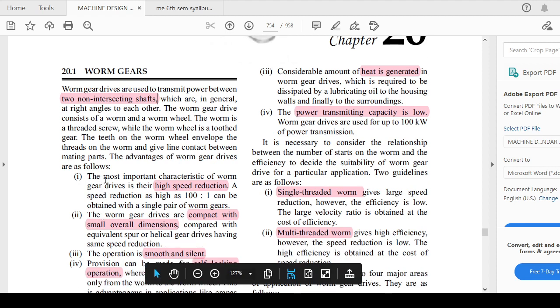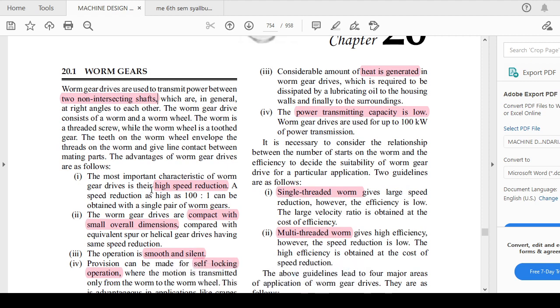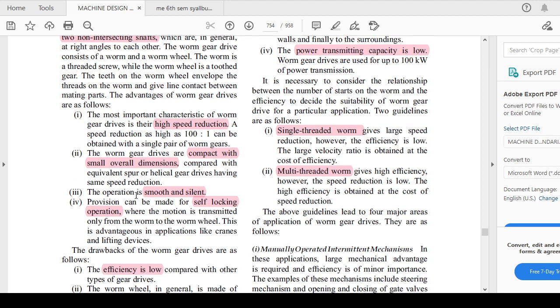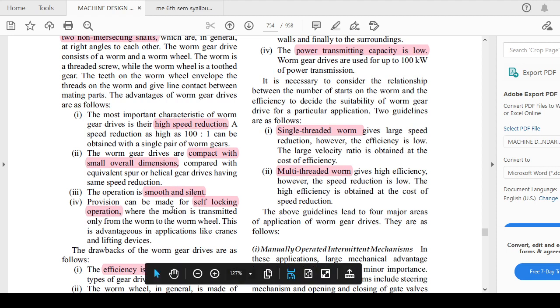The most important advantage of this worm gear drive is that it gives you high speed reduction, up to 100 to 1 ratio, which can be obtained by a single pair of worm gear. If you arrange a gear train using this worm gear drive, then you may get a 1000 to 1 speed reduction. Worm gear drives are also compact, with small overall dimensions compared to equivalent spur and helical drives, the operation is very smooth and silent, and there are provisions for self-locking operation in this drive.